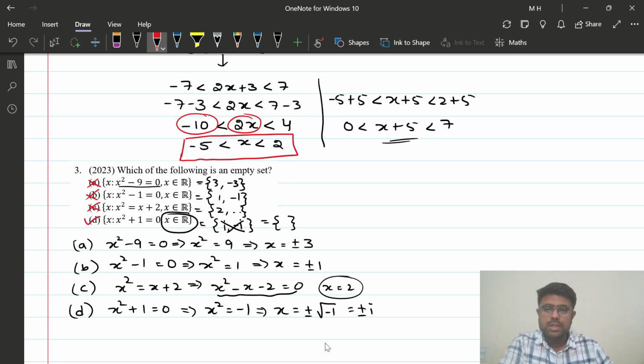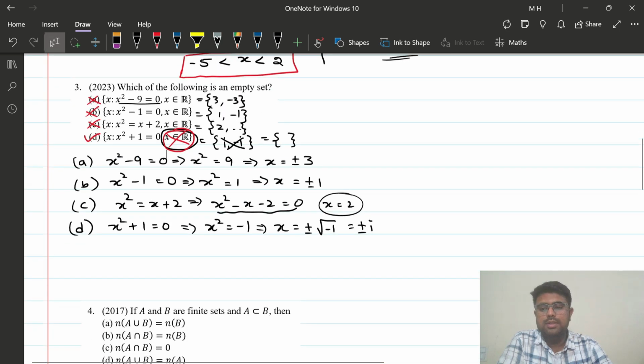If I remove this x belongs to R here, then none of these are empty sets basically. All of these are going to have two elements. Since they have mentioned x is a real number, I can say that option D is the right answer.